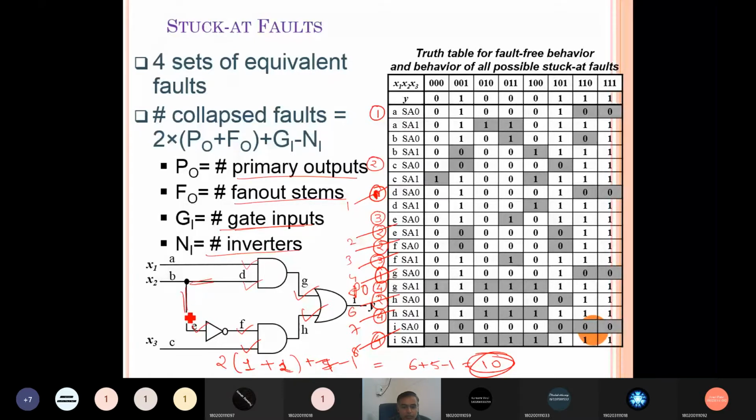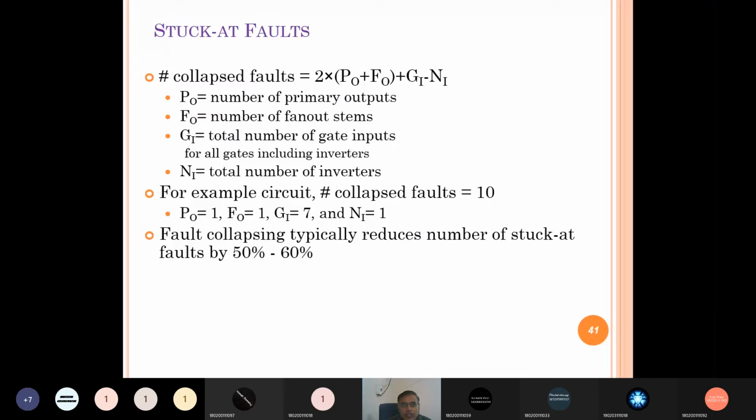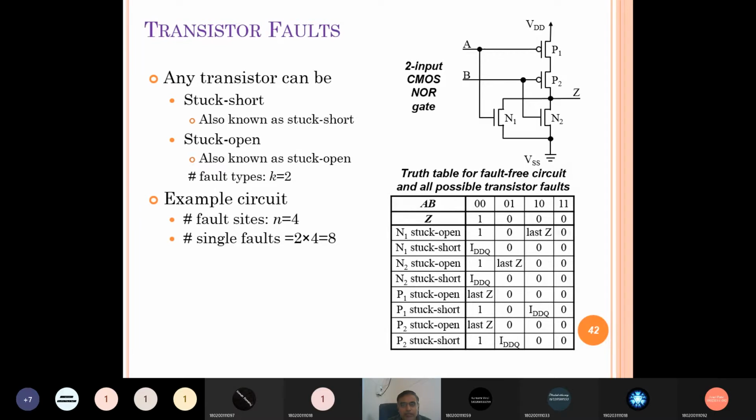Fan out branch is 1, so 2 4 plus 7 minus 1, it is 10. So we'll get the collapsed branch count equal to 10. So this we have already gone through. Fan out branch is 1, primary input, primary output is 1, gate inputs are 7 and inverter is 1 in the design. Now we'll see the transistor faults.